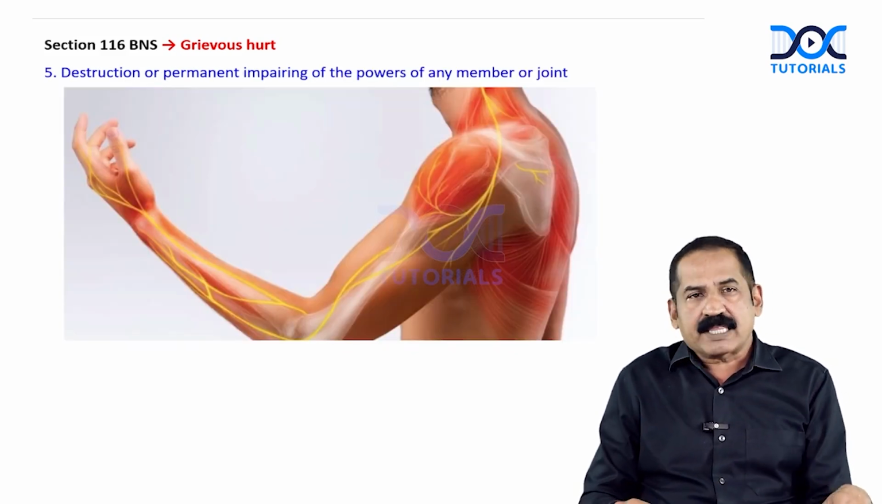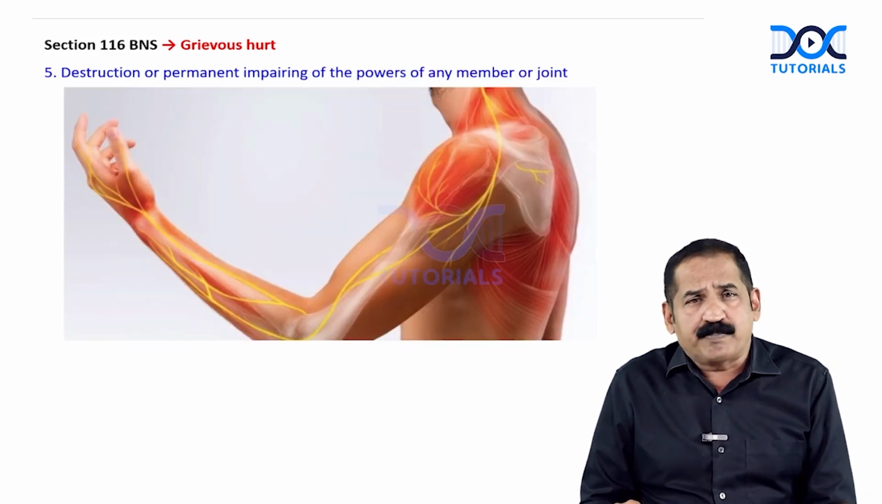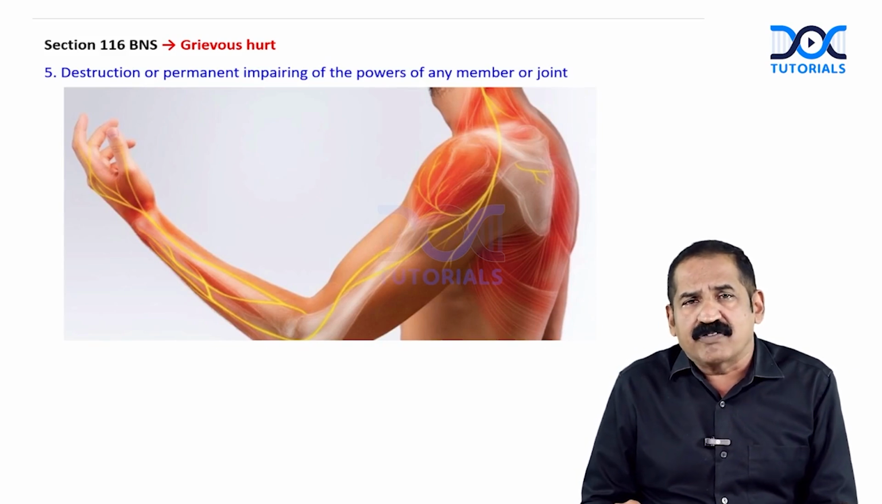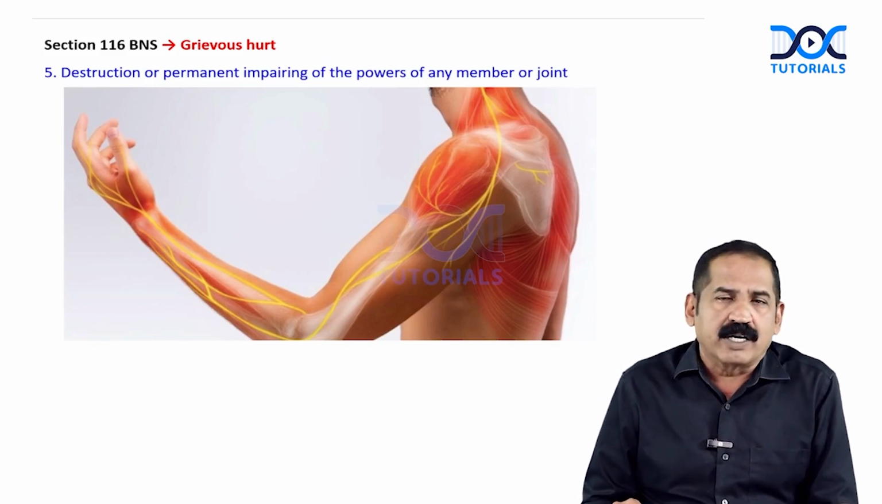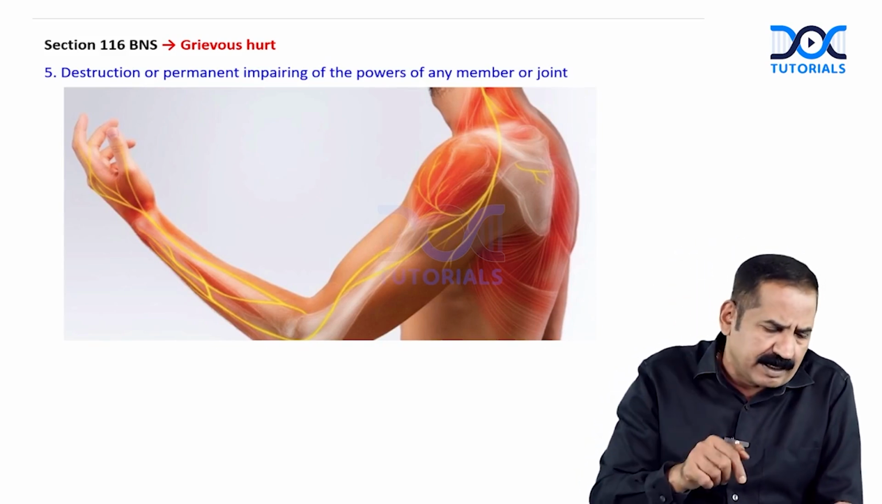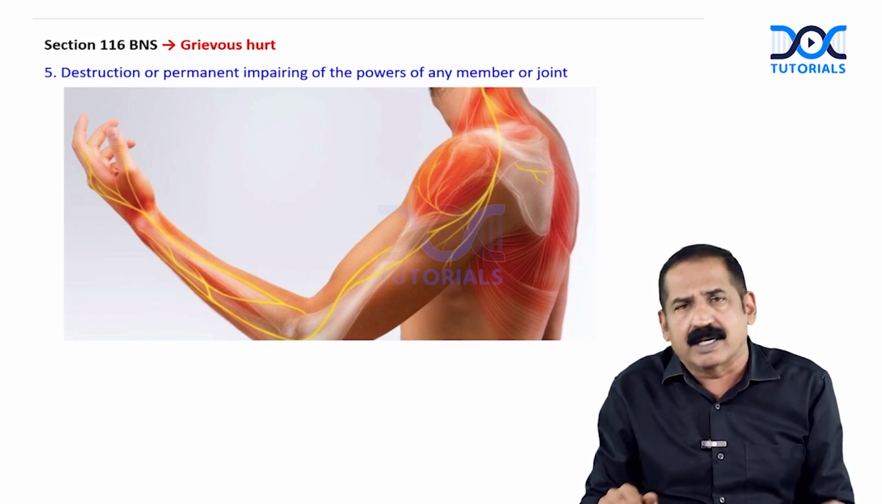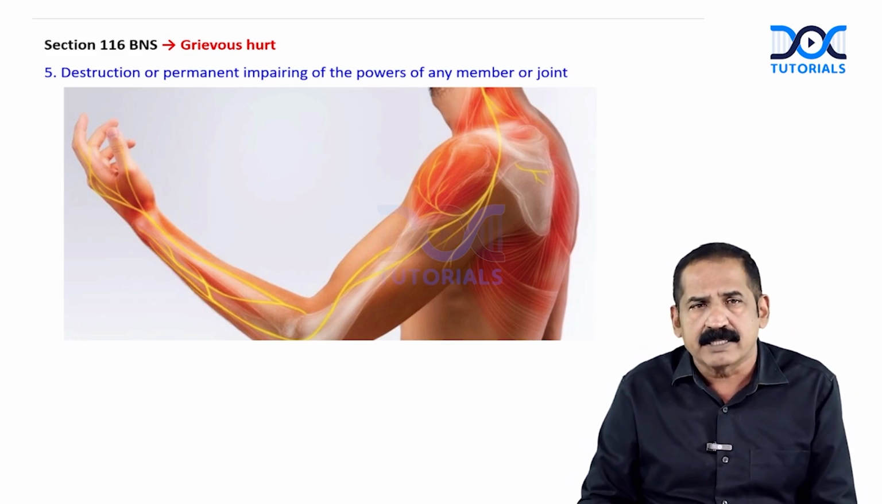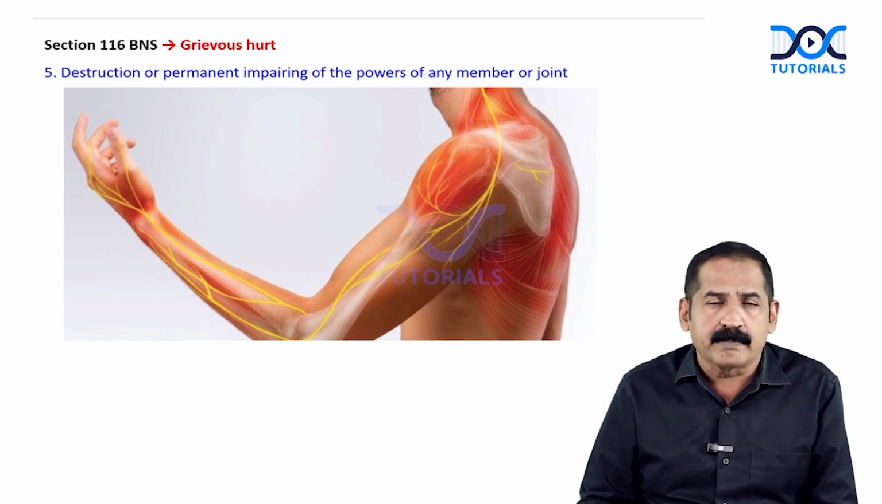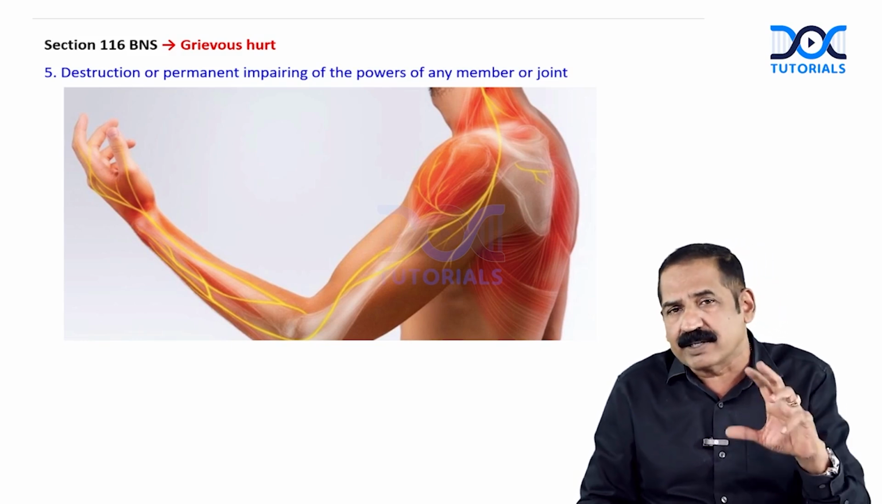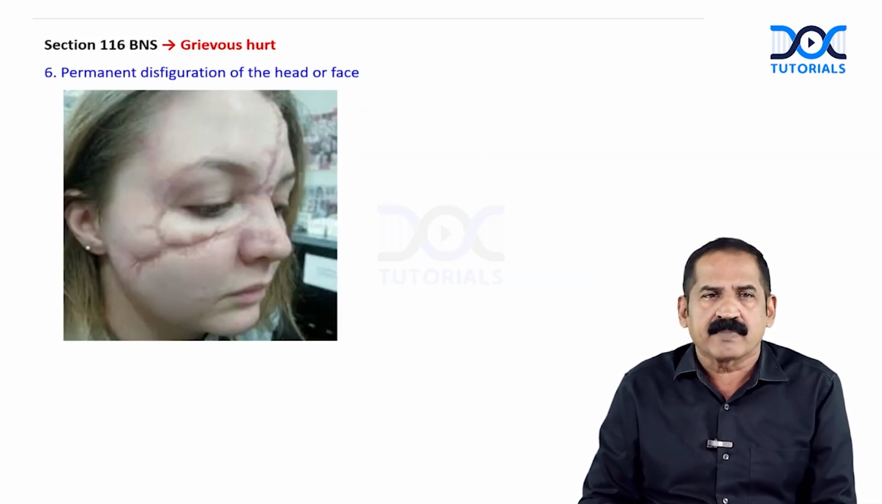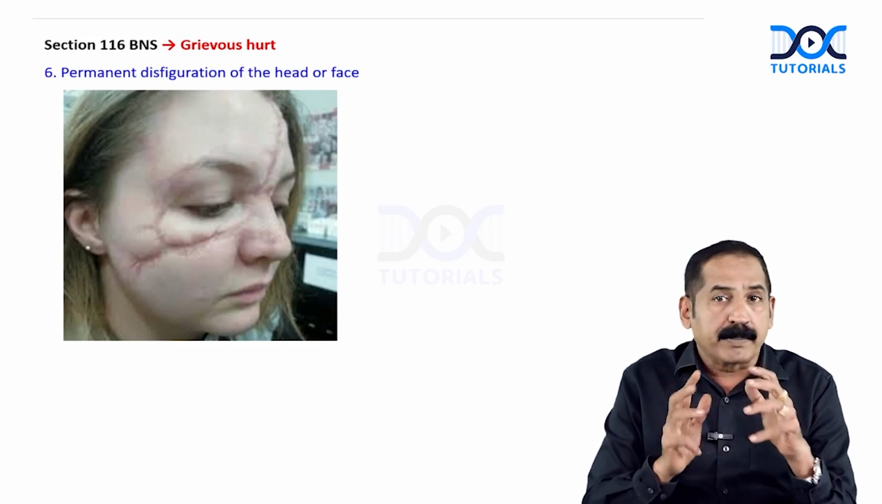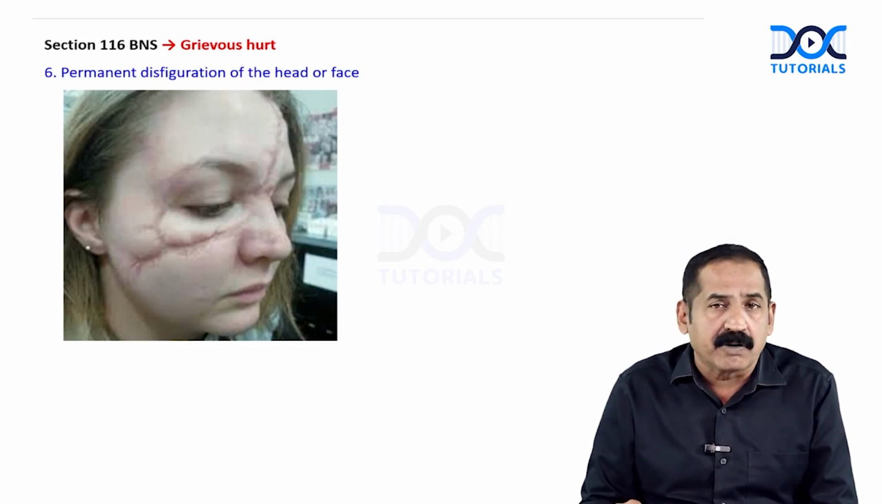Number 5, destruction or permanently impairing of the powers of any member or joint. Say for example, I take a scalpel and cut the radial nerve or cut the ulnar nerve. I may get ape hand deformity. That means I am causing permanent impairing of the power of that particular part of the body. Number 6, permanent disfiguration of the head or face.